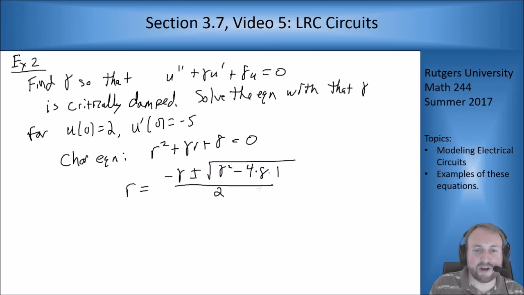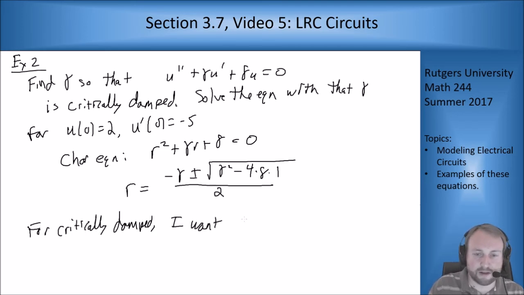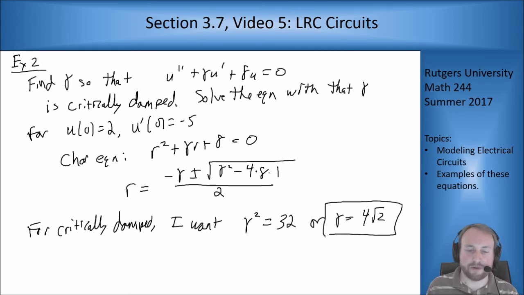And now, what do I want to be critically damped? I want this part of the square root to be 0. So for critically damped, I want gamma squared equals 32, which is 4 times 8, or gamma equals 4 roots of 2. So there's the gamma I want for this problem.